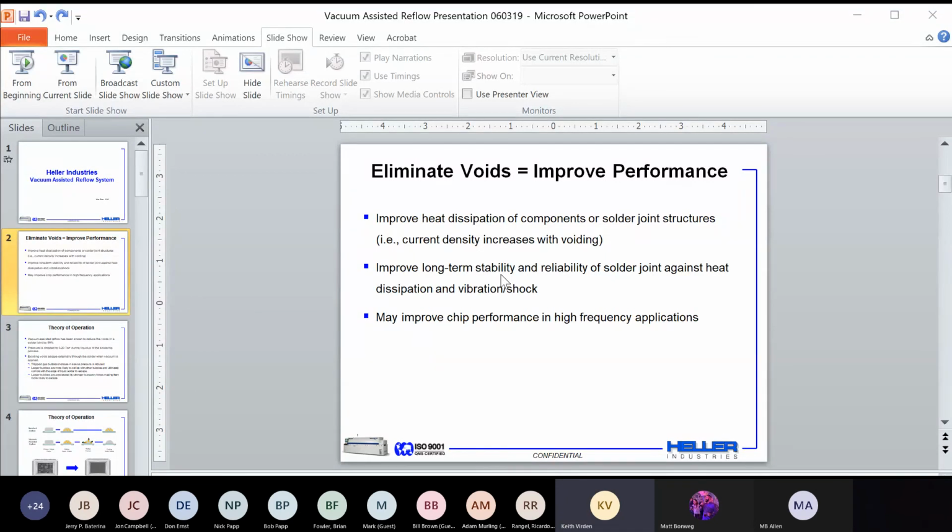So basically, as far as voids, what we've seen is that by eliminating the voids, you get better heat dissipation and solder void structure. We've also seen where reliability is improved. We just recently finished up a study with a power device company where they were seeing field failures. We took some of those boards, we ran them back through the reflow process, and they've been in a test now for over 1,000 hours without any.